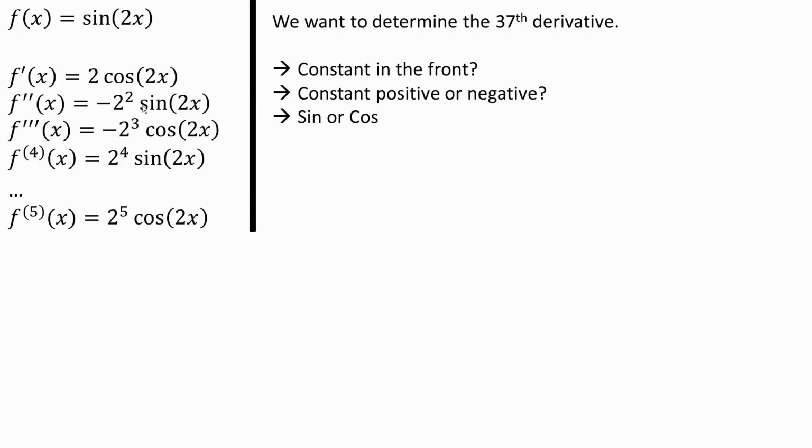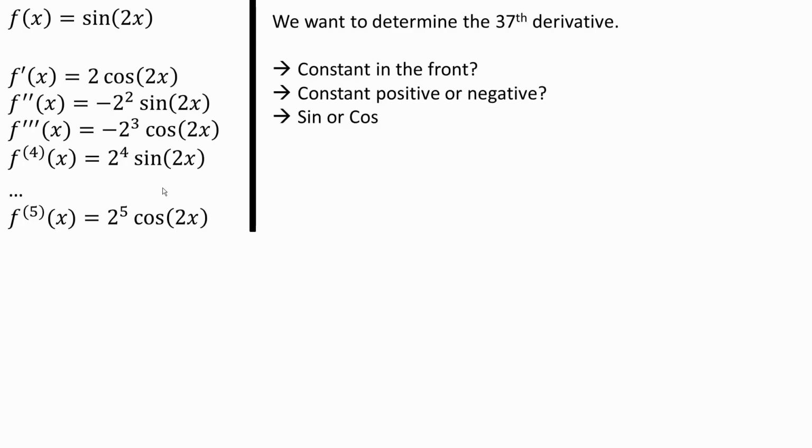And now we do it again. The derivative of sine is cosine, the negative remains the same because it's already negative, and then you have 2 cubed. And then let's do it again. For the fourth derivative, the derivative of cosine is negative sine, and that's why this negative cancels, and that's why we have 2 raised to the fourth sine 2x.